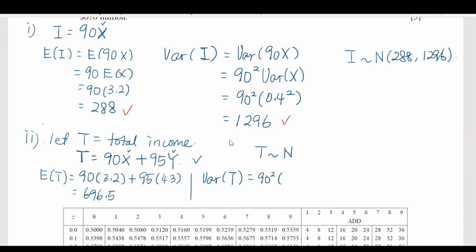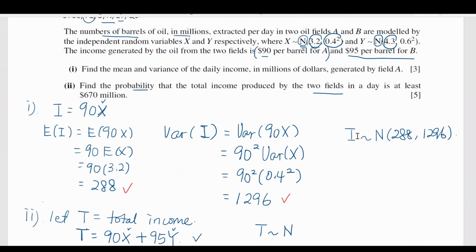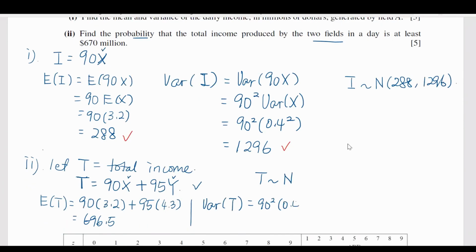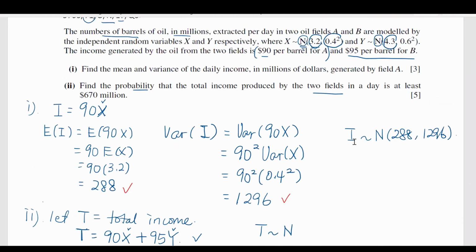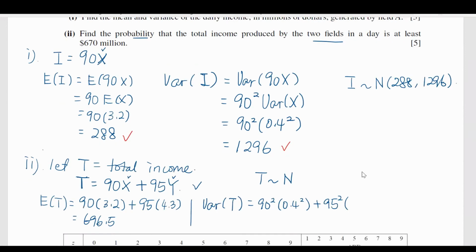It's going to be 90 squared multiplied by the variance of X, 0.4 squared, plus 95 squared times the variance of the Y distribution, 0.6 squared. Same thing, find out this value. All right, hence we have found the normal distribution for the total income generated by these two fields. The income generated on average, the mean, is 696.5 millions of dollars per day, and the variance is 4545.